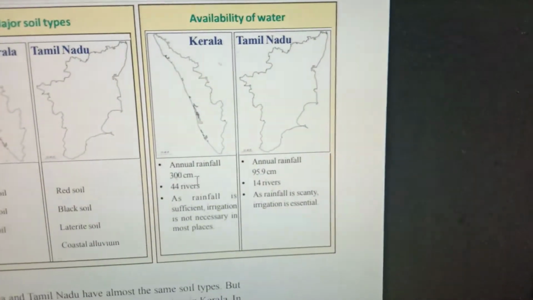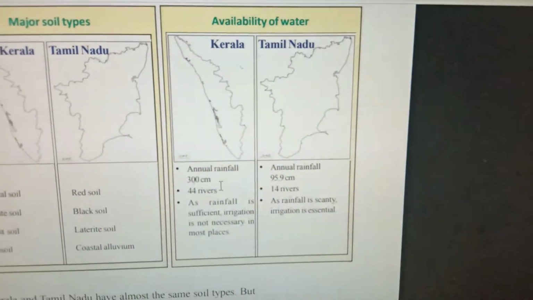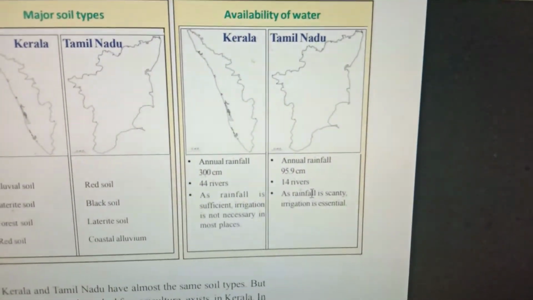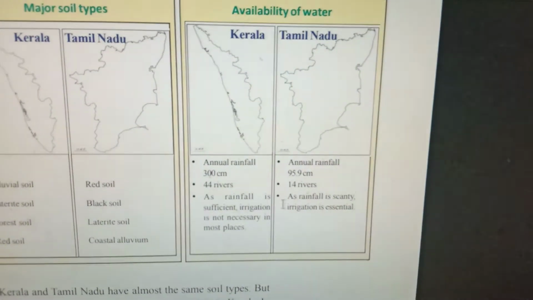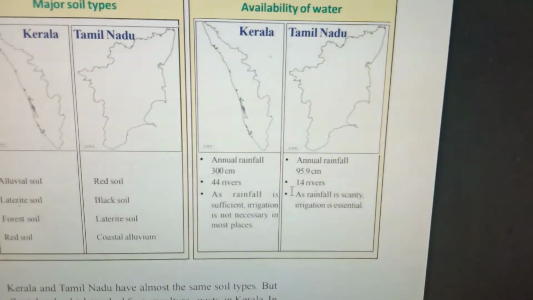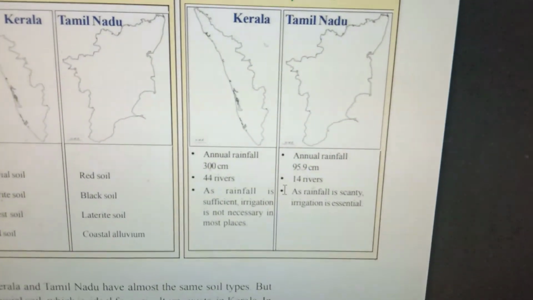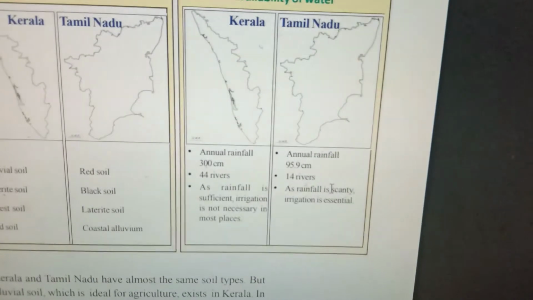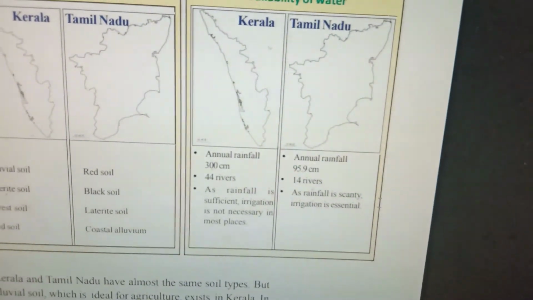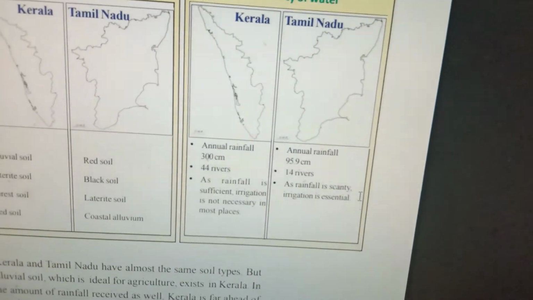In case of rivers, there are 44 rivers in Kerala, but in Tamil Nadu only 14 rivers. And as the rainfall is sufficient in Kerala, irrigation is not necessary in most of the places. But in case of Tamil Nadu, as rainfall is scanty, means less, irrigation is essential.